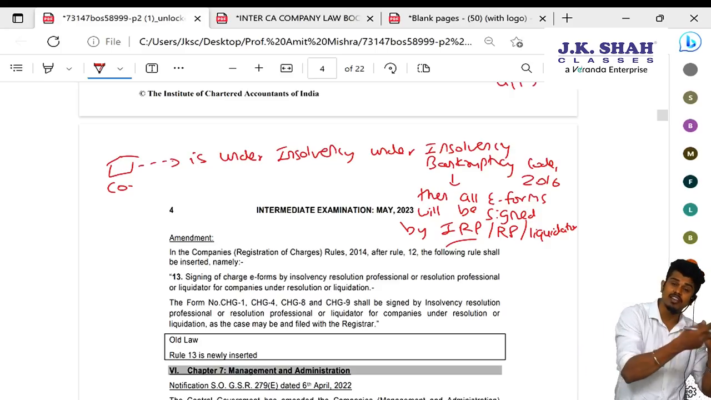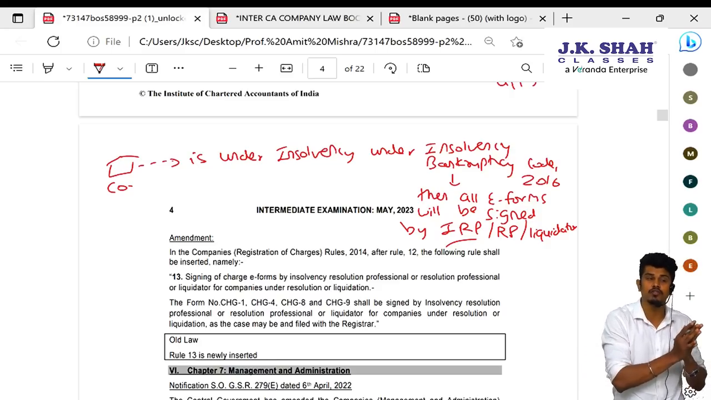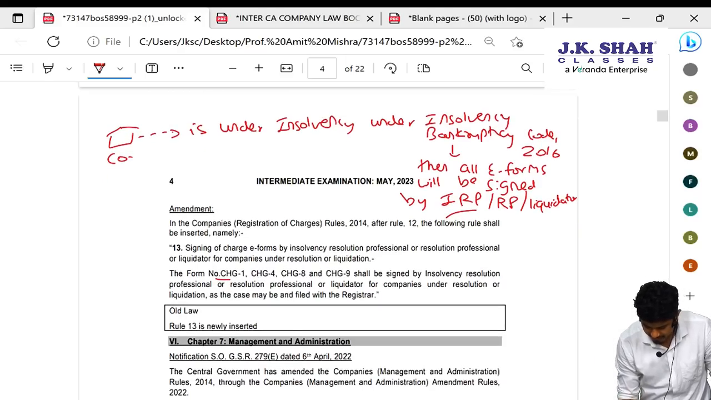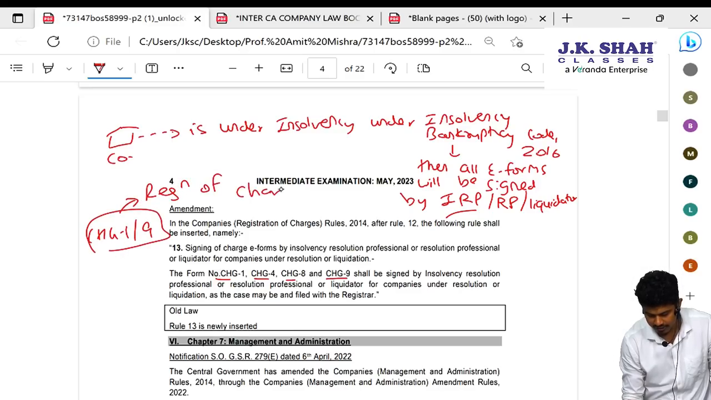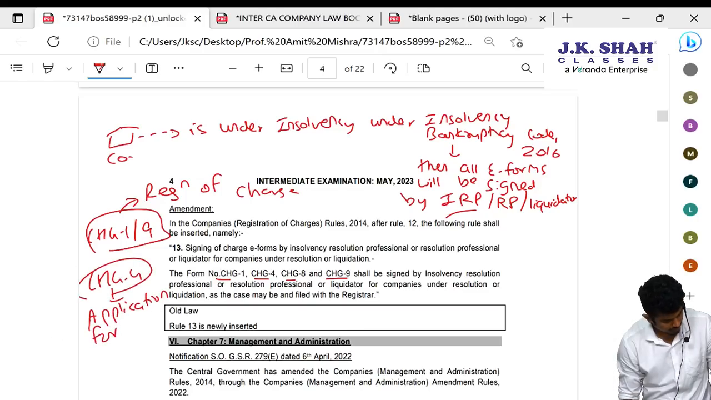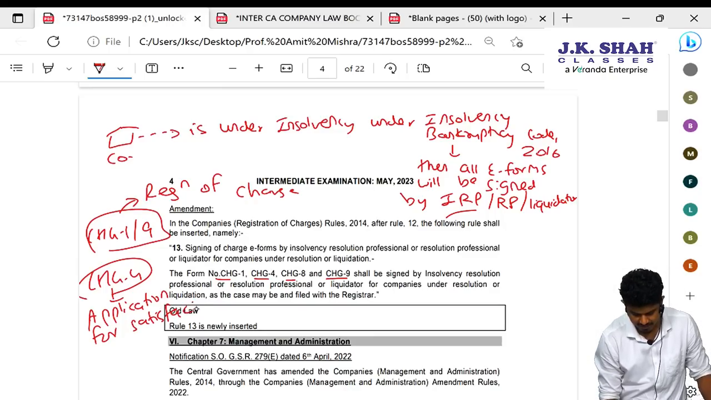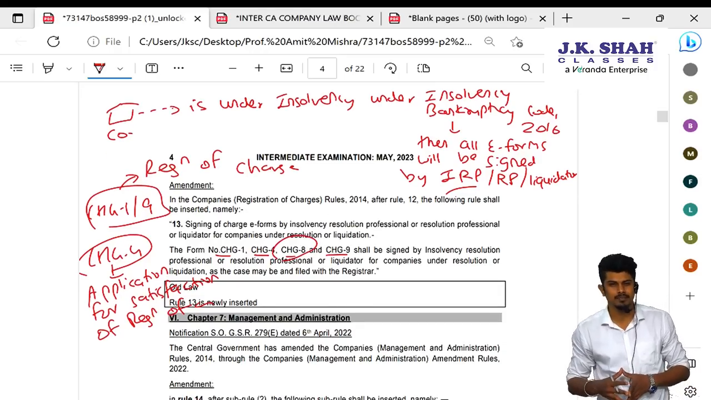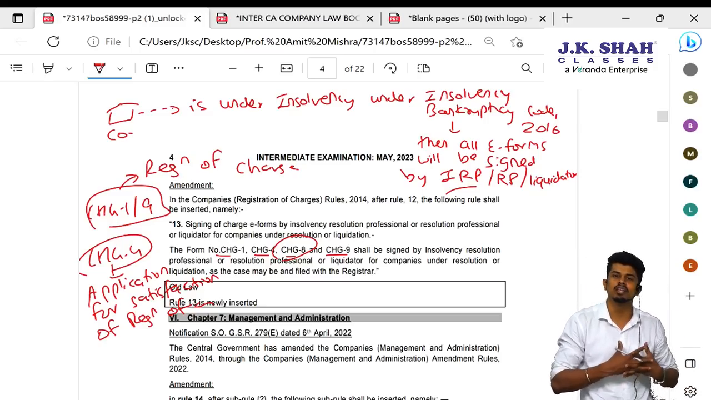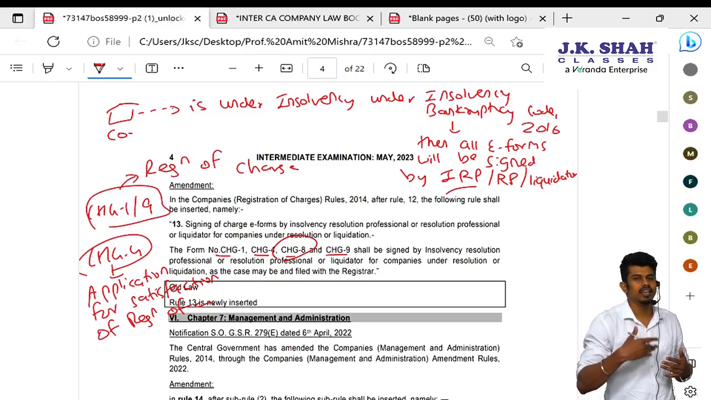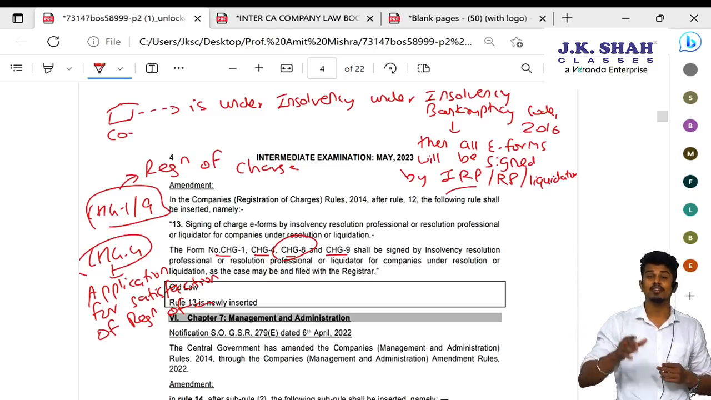CAG-4, application for satisfaction of charge. CAG-8, condonation of delay with central government. See, so all those forms, CAG-1, CAG-4, CAG-8, CAG-9. CAG-1 or 9 is for registration of charge. CAG-4 is for application for satisfaction of registration of charge, yes or no? And CAG-8 is for condonation of delay, that is, if the company does not file satisfaction of charge within 300 days, then after that we will have to make an application to the central government in form CAG-8 to allow us to file our satisfaction of charge even after 300 days. So in that case, form CAG-8 is filed.